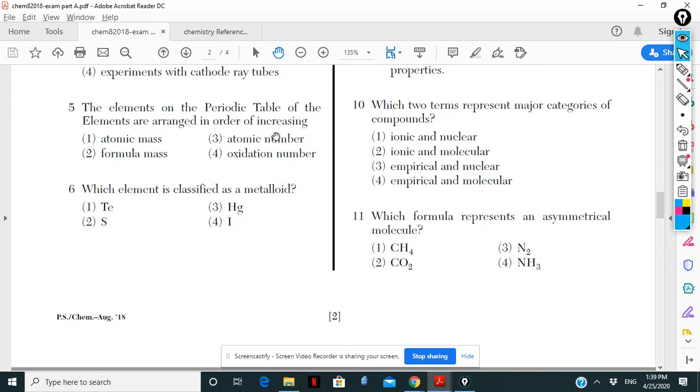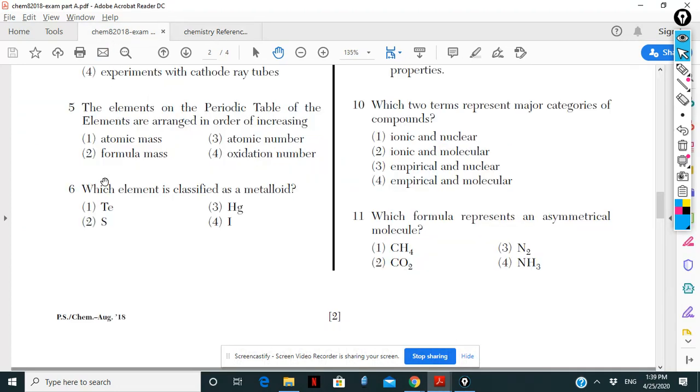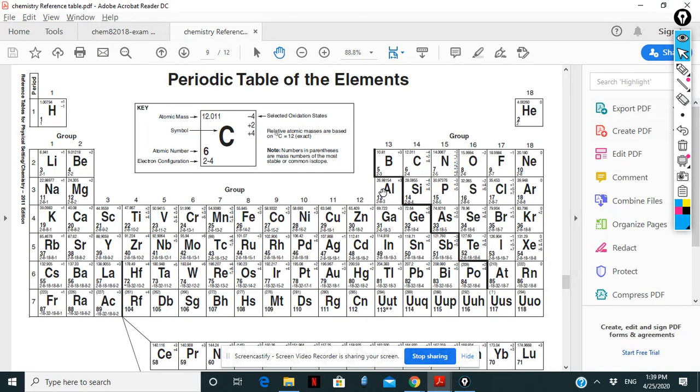Sorry, the atomic number is 3, not the atomic mass. Atomic number is 3. Now, which element is classified as metalloid? If you're looking for your reference sheet, this is a chair. This is the staircase. So the elements around the stairs are metalloid except the aluminium. Te is here, so it's metalloid.